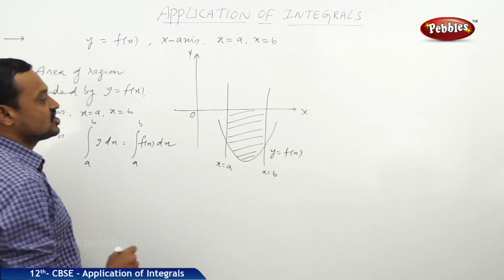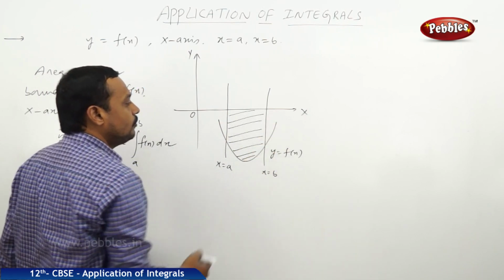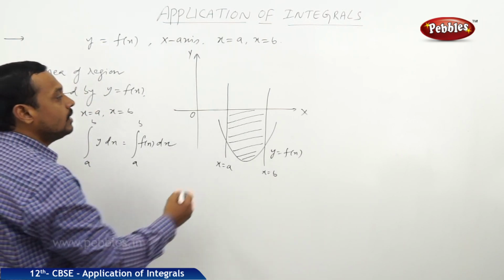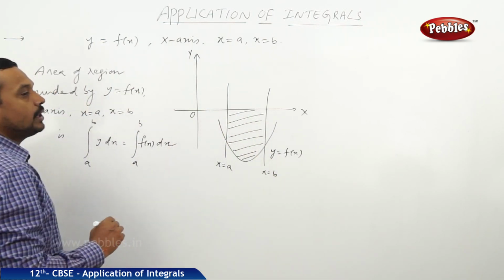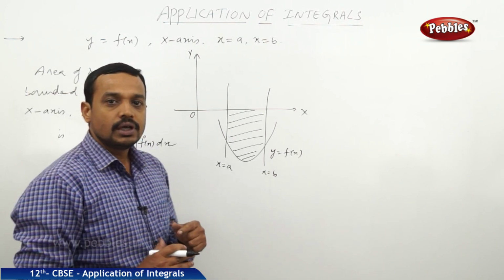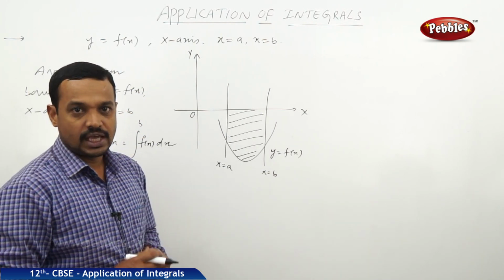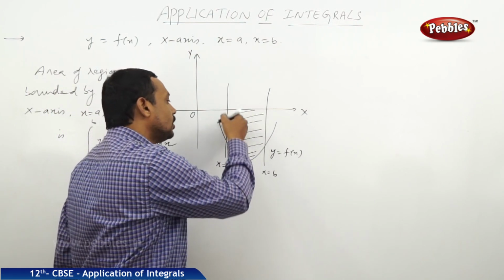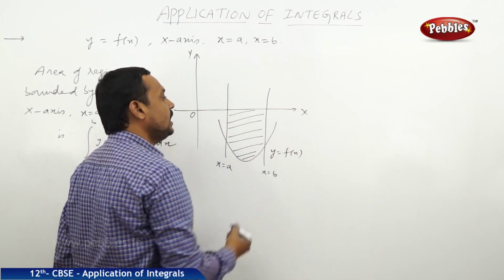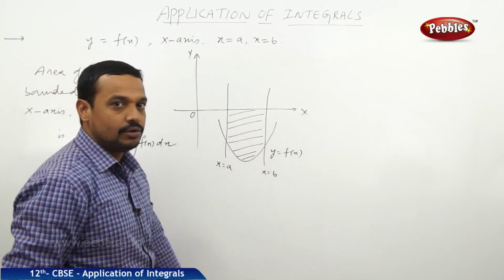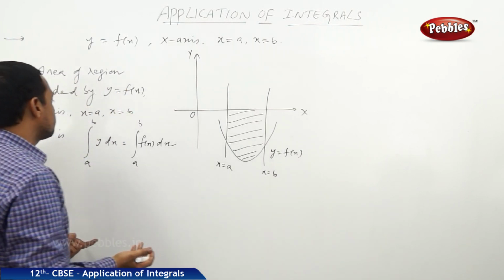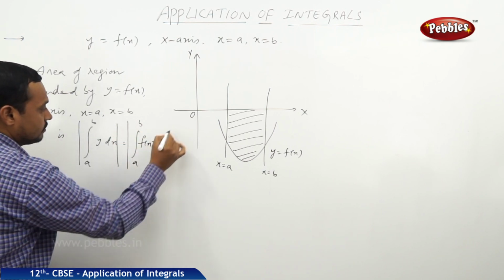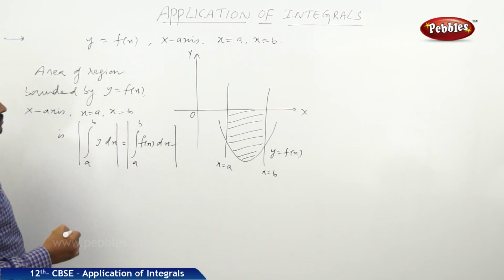But since the curve is below the x-axis between x equals a and x equals b, the integral will be negative. But the area of any region is always positive. The area cannot be negative. Since the graph is below the x-axis, we get a negative value, but area is always positive, hence we should take the modulus of this integral.